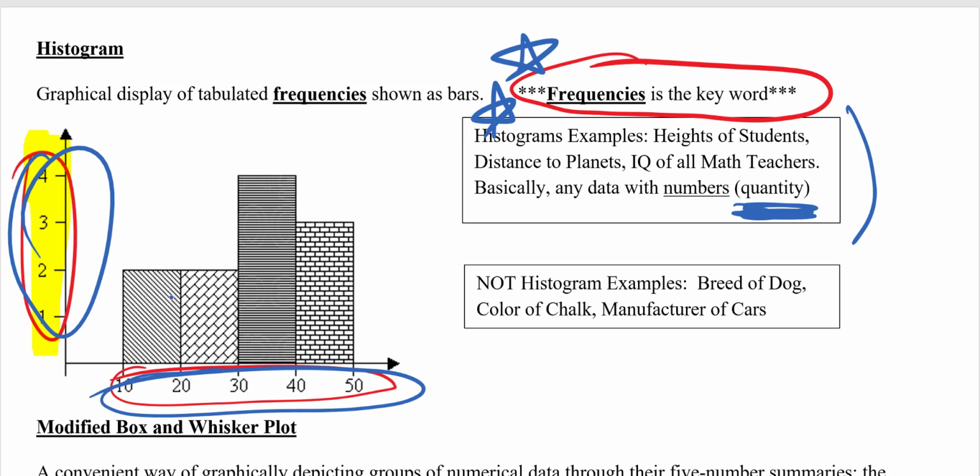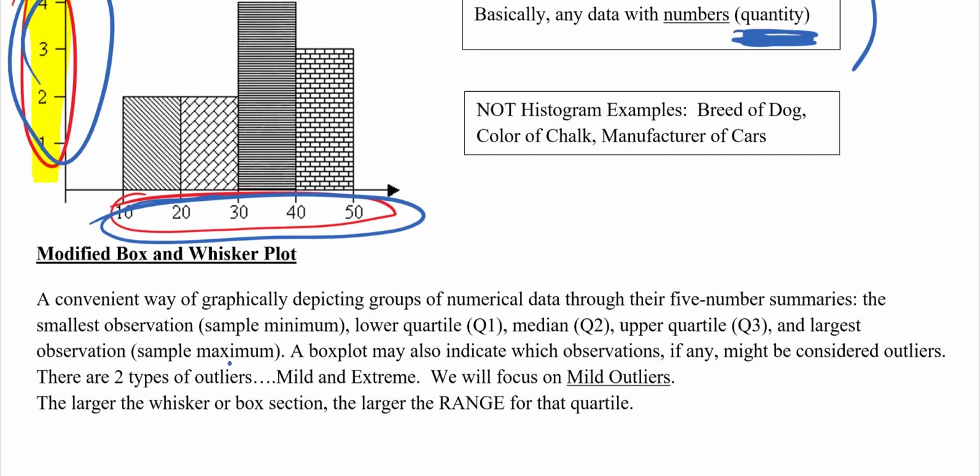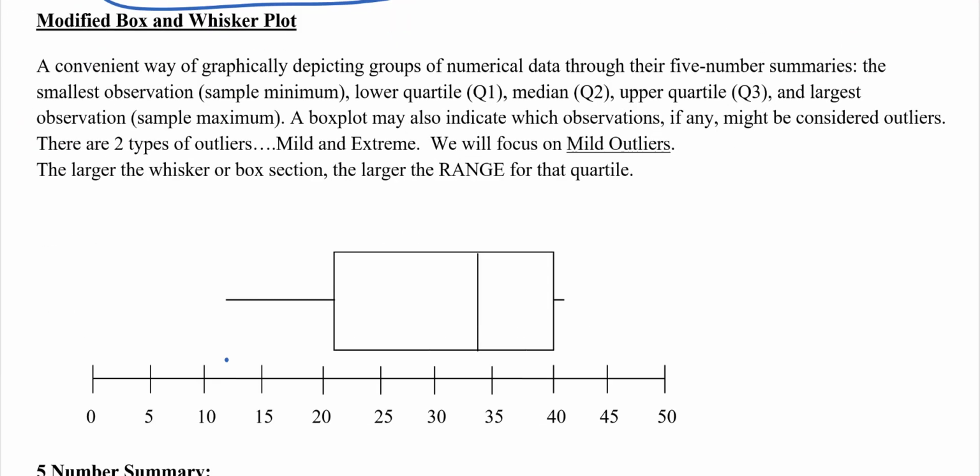Okay, so now we're going to go to modified box and whisker plots. This is actually the most significant part of the lesson. It's basically a convenient way of graphically depicting groups of numerical data through a 5-number summary, which we'll talk about right now. The smallest observation, that's called your sample minimum.